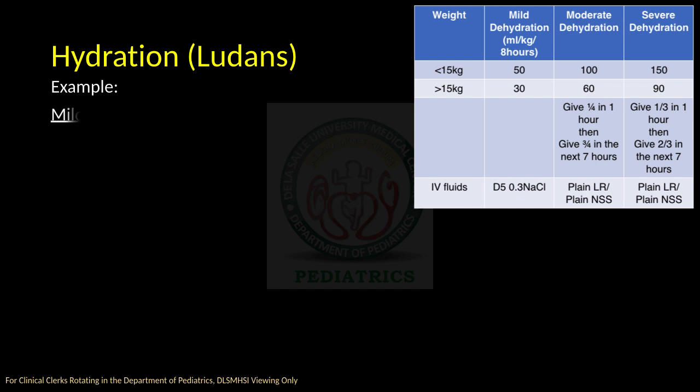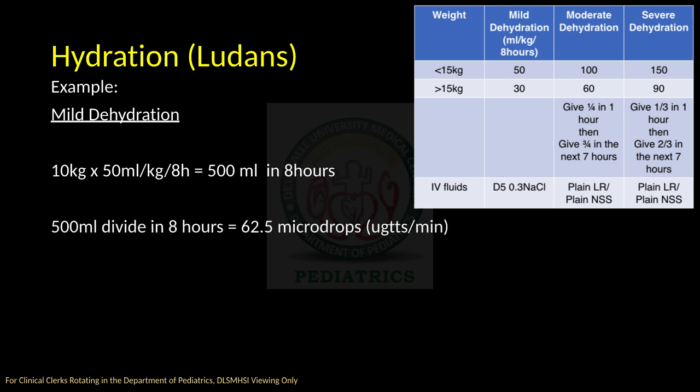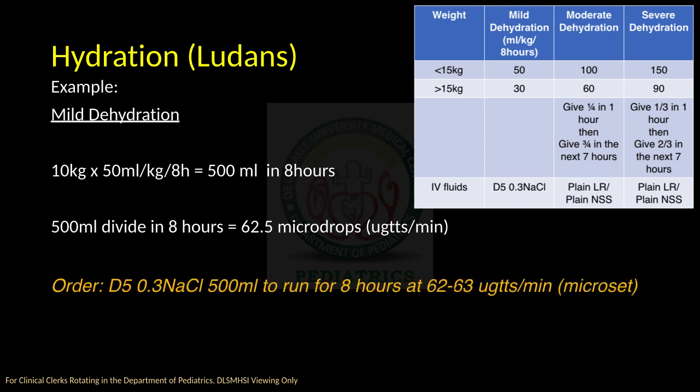For example, if the child is mildly dehydrated and with a weight of 10 kilograms, multiply that by 50 ml per kilogram to run for 8 hours. The product will be 500 ml in 8 hours. Then divide the product into 8 hours to get the drops to be given. That would be 62.5 microdrops per minute. So order in the chart D5.3 NaCl 500 ml to run for 8 hours at 62 to 63 microdrops per minute if you are using the microset.